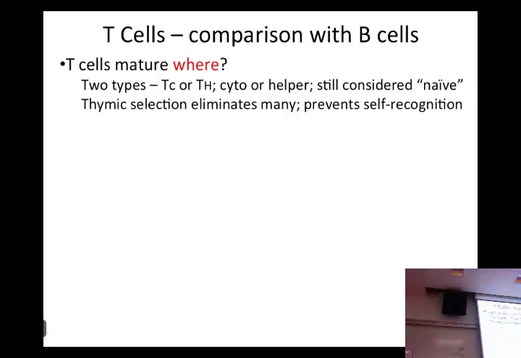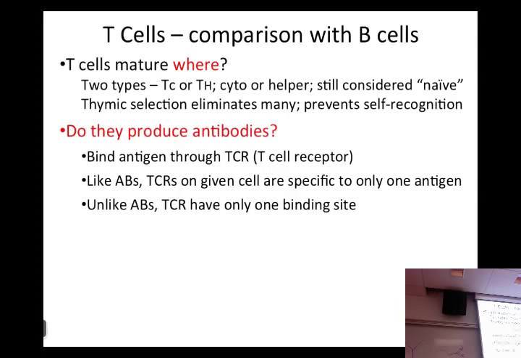So there's this thymic selection that eliminates many of the T cells, because we're creating T cells that have a whole variety of specificities. And at the outset, there's no selection against things that would react against your own body. That happens in the thymus. It's a really important part of making sure that you don't attack your own body.